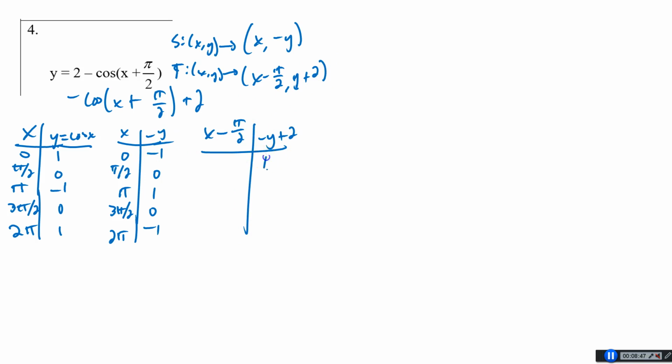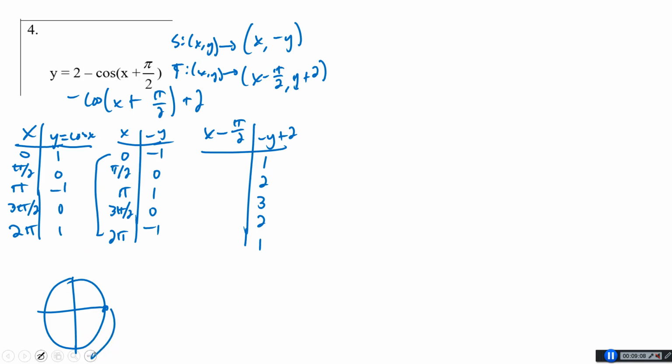Let's do the y's first. So I have 1, 2, 3, 2, 1. So our center line has been moved up to 2, it looks like, because we moved up 2. That makes sense. X minus pi over 2. So this one's easy to think about with the circle. Period here is still 2 pi. All we've done is we've taken all of them. We're subtracting pi over 2. So 0 is going to go down to -pi over 2. Pi over 2 is going to go to 0. Pi is going to go to pi over 2. They're all just losing pi over 2.